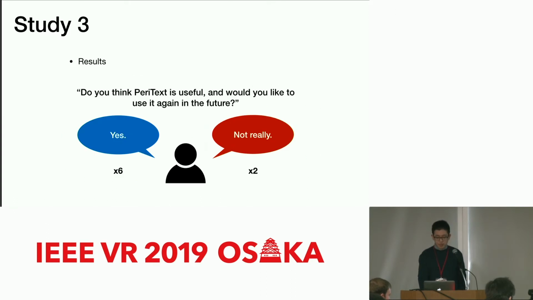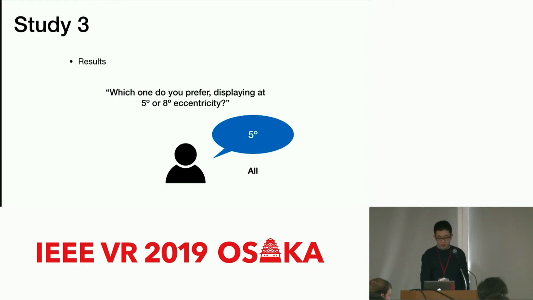For overall experience using PeriText on AR, 6 of 8 participants expressed positive views of our reading interface, while the other 2 users just thought the AR headset was too heavy for them to use. As for text positioning, all participants preferred displaying at 5-degree over 8-degree eccentricity.